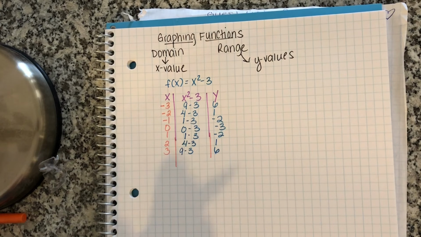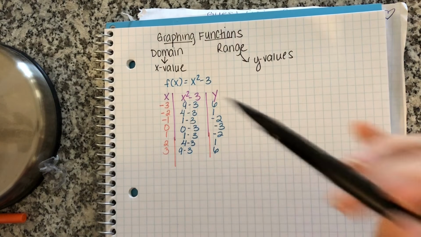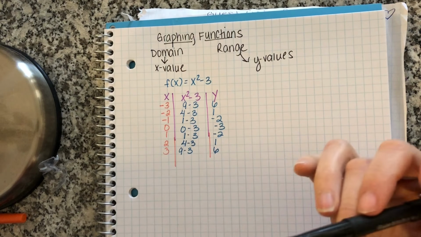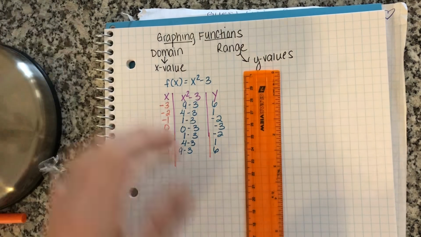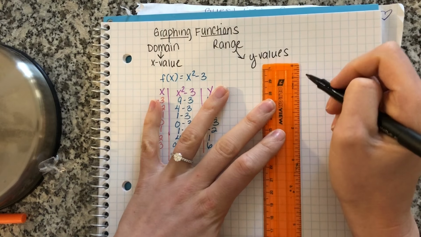So let's draw our graph. Now, just to be able to draw my graph accurately, my x values, according to this table, for right now, only have to go from -3 to +3. And if I look at my y values, my lowest is -3 and my highest is 6. So that kind of gives me an idea of how I should make my graph. So I'm just going to sketch a graph right on the side here.